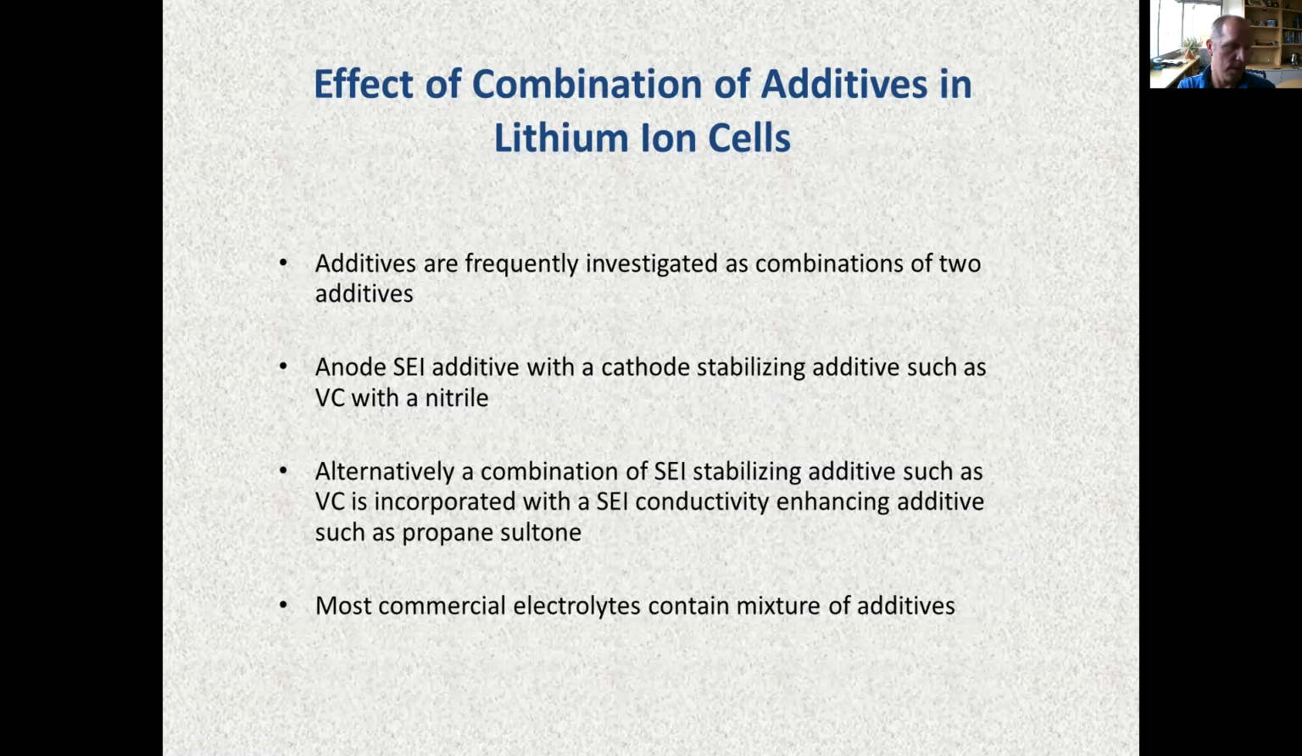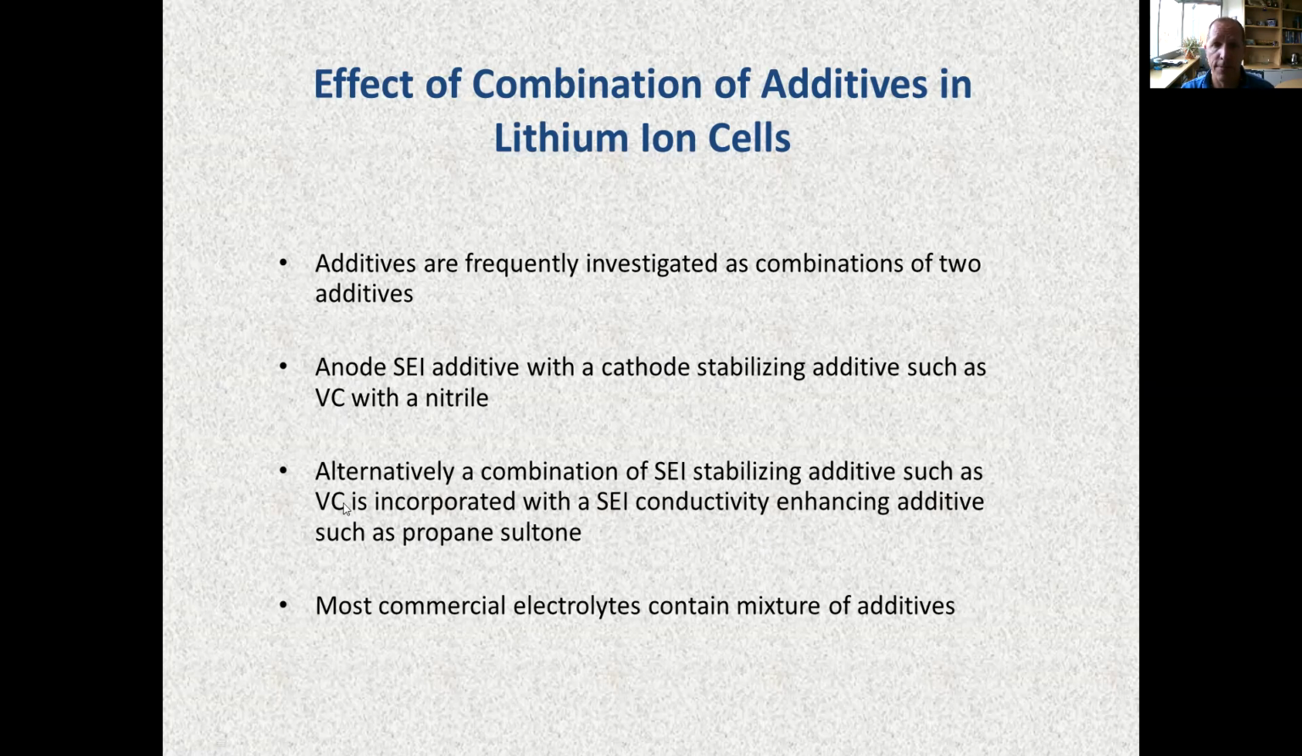Another important aspect with electrolyte additives is the combination of additives. Additives are very frequently, in commercial cells, investigated as combinations of two additives. Usually you have additives which are incorporated to address multiple problems within the cell. For example, you will incorporate vinylene carbonate as an SEI stabilizing additive, and then you may also incorporate a nitrile, such as succinonitrile, which can function as a cathode stabilizing additive. Many different electrolyte formulations will combine one, two, or three electrolyte additives for different advantageous properties.